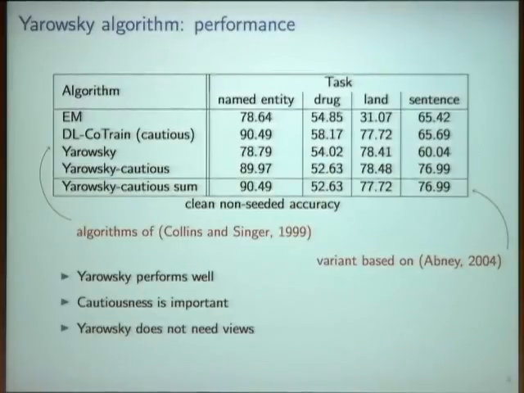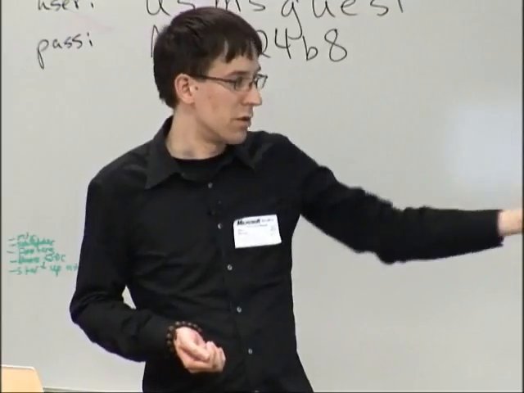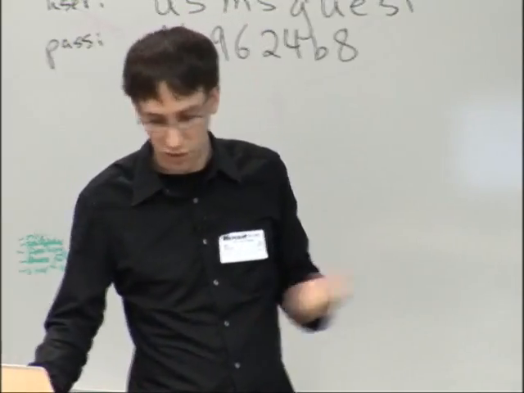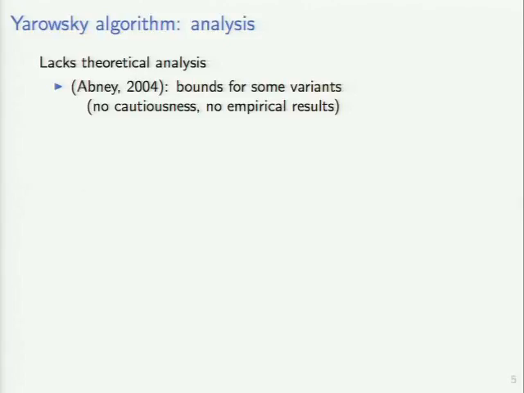The reason we're interested in Yarowsky over the other algorithms is that co-training and also co-boosting require 2 views, and the views are supposed to be independent. So it's nice to be able to drop that limitation and just use self-training. So that was the upside. The downside is we don't have very good theoretical analysis for Yarowsky. There are no proven bounds.